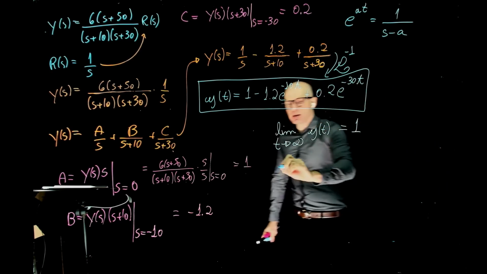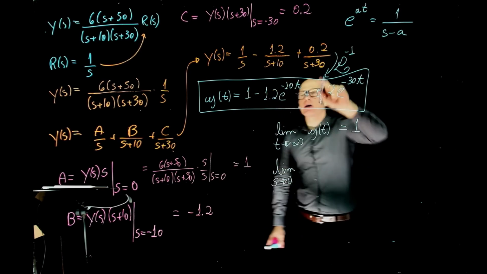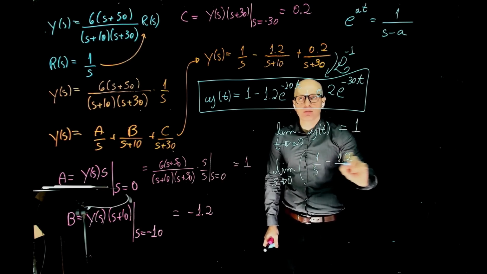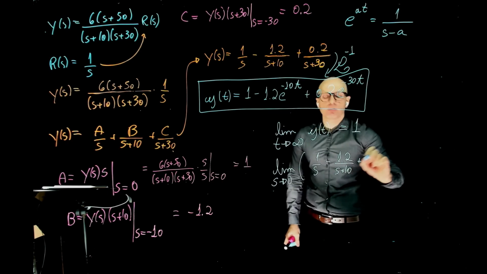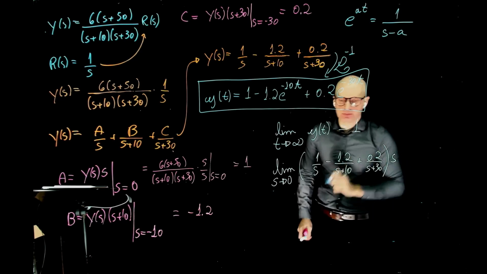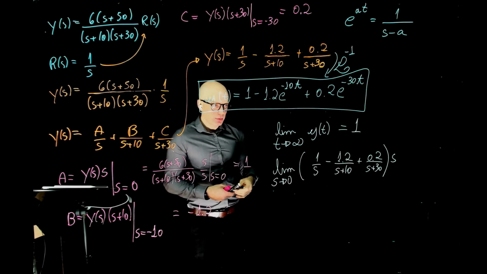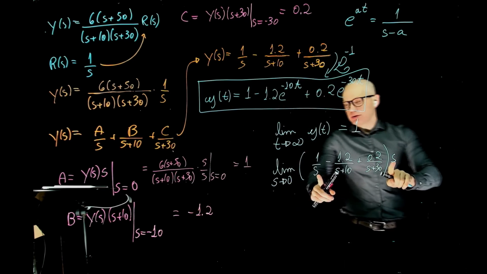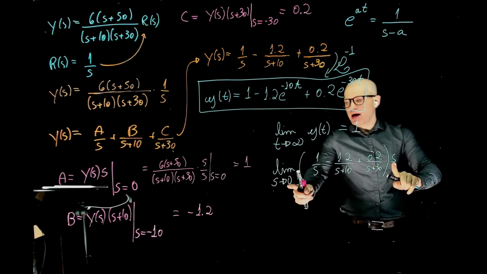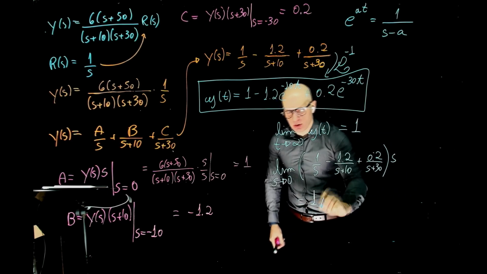This is the same as the limit when s tends to 0 of this entire function times s. So this s will cancel that s, so 1 remains. This s multiplies that. When s tends to 0, this term goes to 0, this term goes to 0, and we are left with 1 as well.